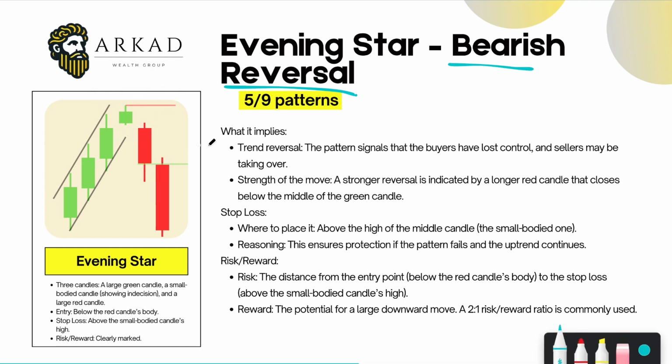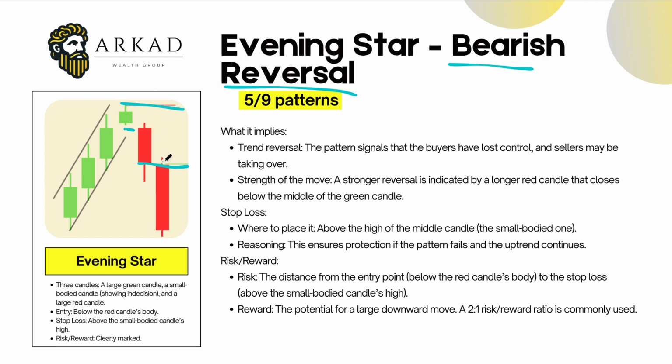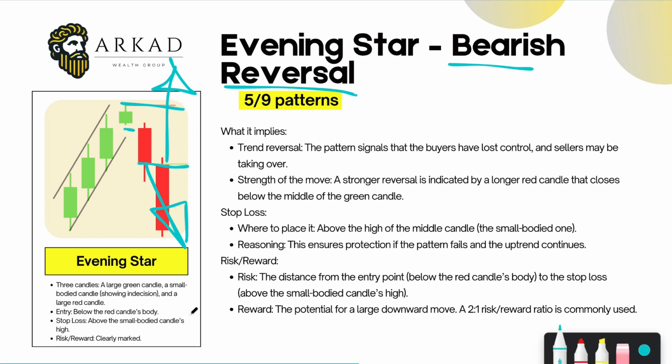The place you would enter is right at the bottom of the body of your first red candle after the star. Your stop loss, where to place it: above the high of the middle candle, the small body one. So right here. Therefore, if it keeps going down, hip hip hooray, but if it goes back up, your stop loss hits. You take the loss and you move on. Risk and reward should be 2 to 1. It just depends on how you wanna trade.